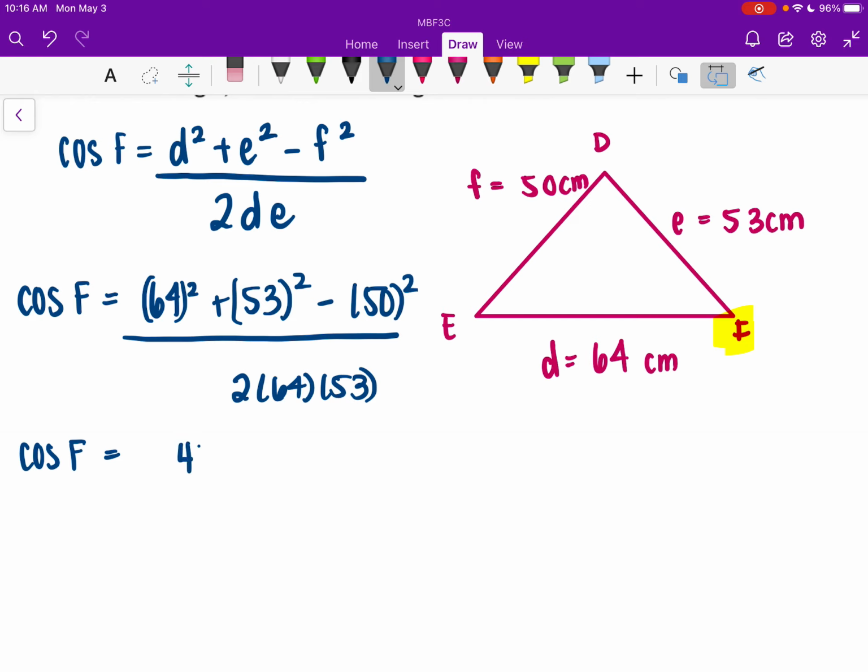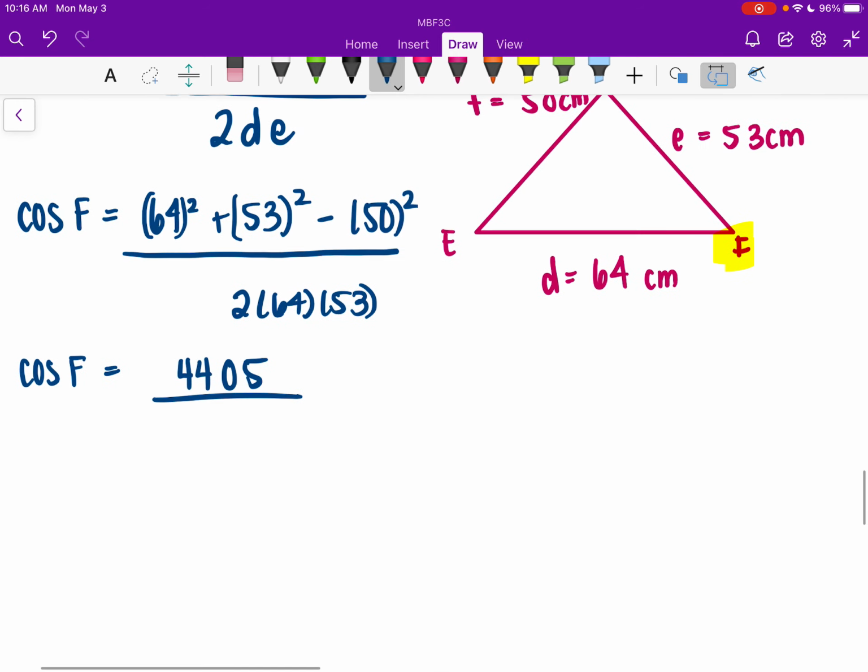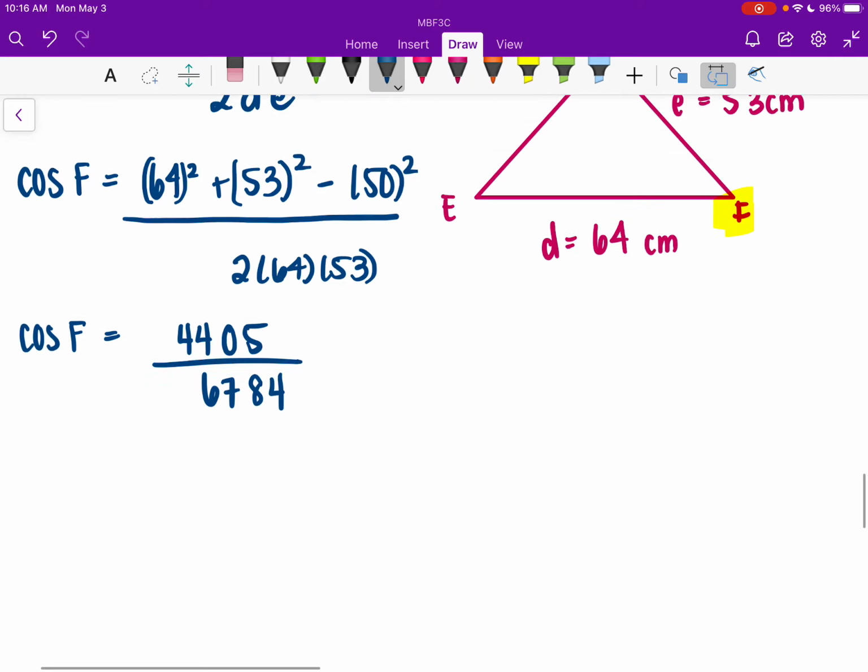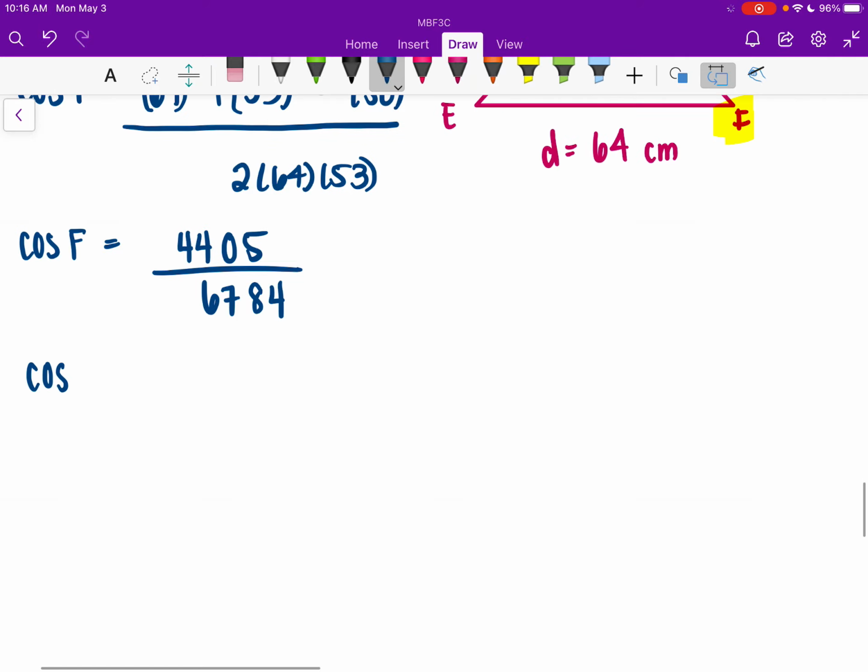So I know that all of those together are going to be 4505. And then 2 times 64 times 53 is going to give me 6784. Right? So then I'm going to say, okay, cosine F is equal to 4505 divided by 6784, which is roughly 0.66402.